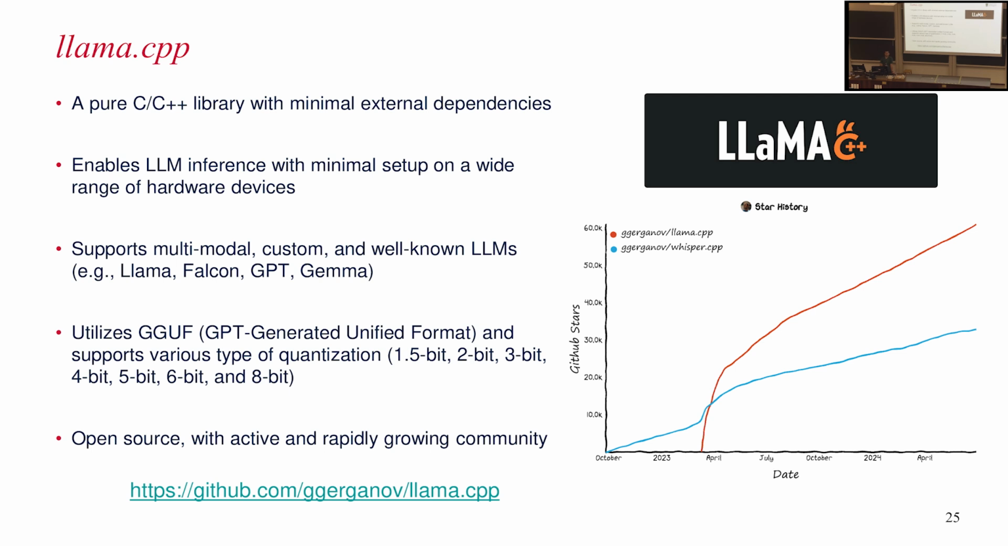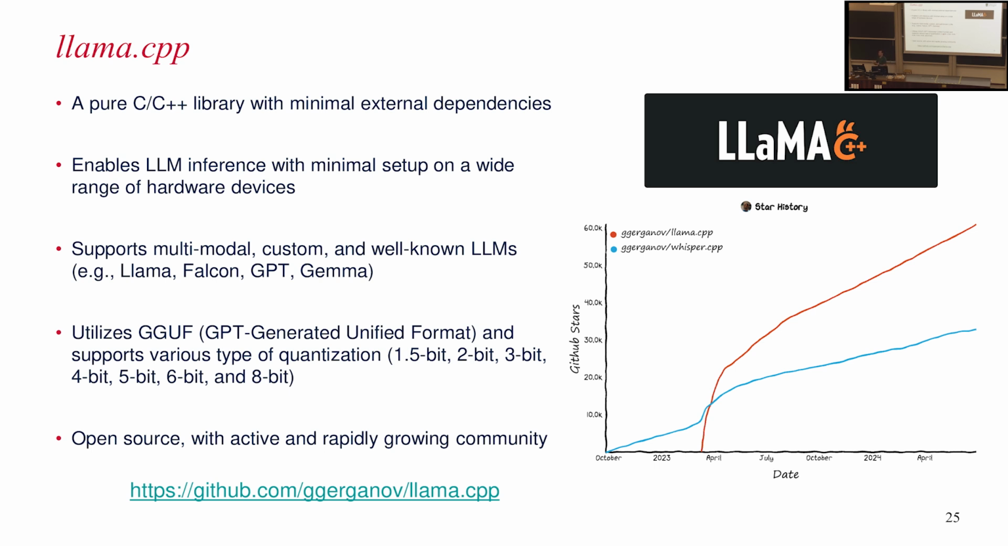So what we did is consider one of the emerging frameworks for LLMs, llama.cpp, which is essentially a pure C++ library with minimal external dependencies that allows you to run models on a wide variety of hardware devices. llama.cpp supports multimodal, custom, and also well-known models like Llama, Falcon, GPT, and Gemma. One of the key points is that they use a wide variety of quantization going down to 1.5 bits. I think this morning, Christina, you mentioned you were using 1.58 bits. So that's the trick, it's able to compress the models dramatically.